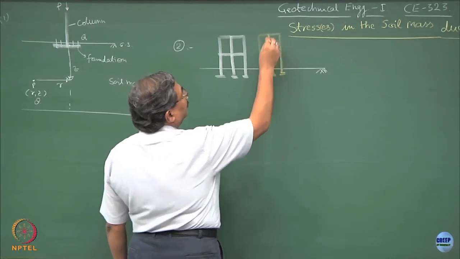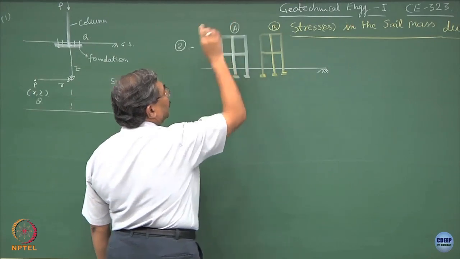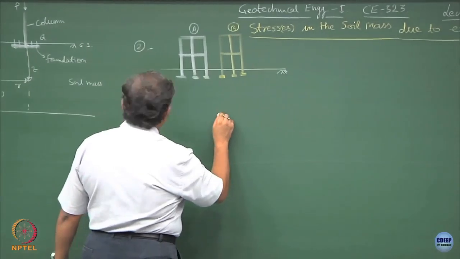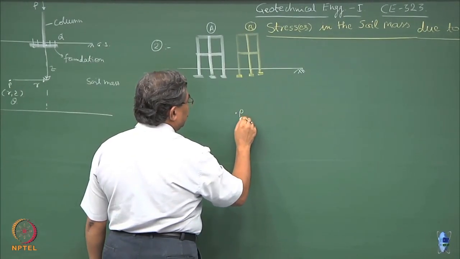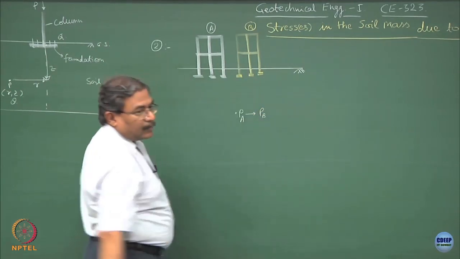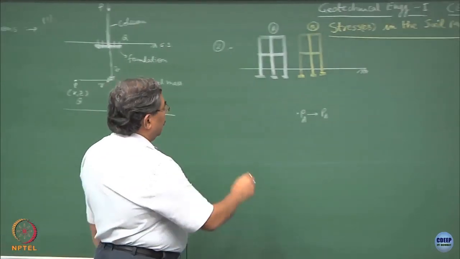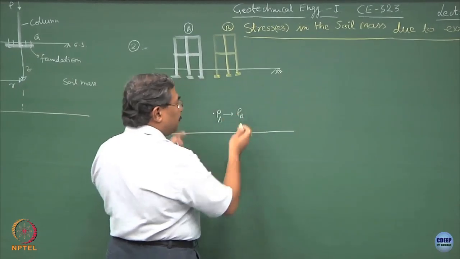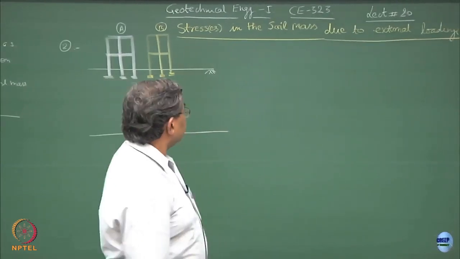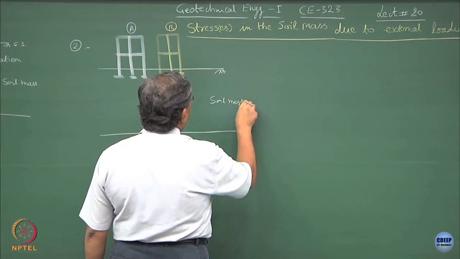Now because of construction of building B, if the building A was already existing, what has happened? The state of stress at a given point P, which I have taken over there, has changed. So PA has changed to PB. Alright. And I would like to understand whether the soil is capable of taking this type of loads or not. Alright. So this is again the soil mass.